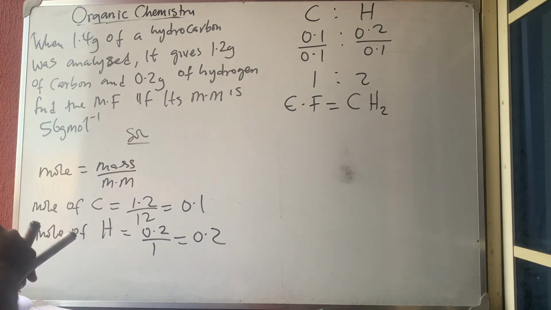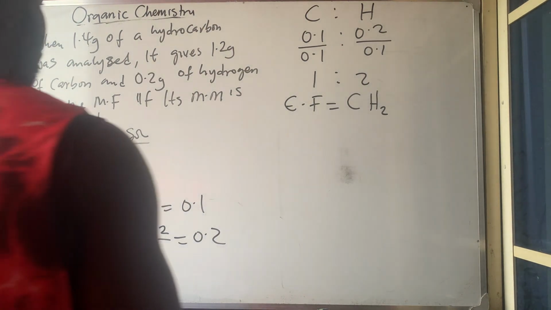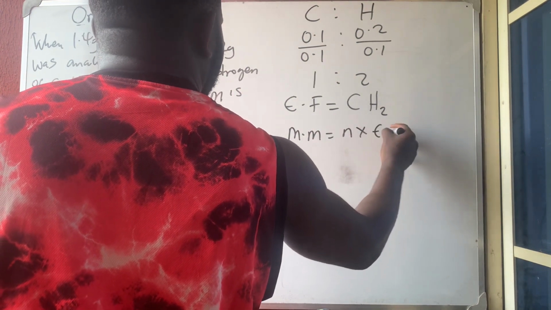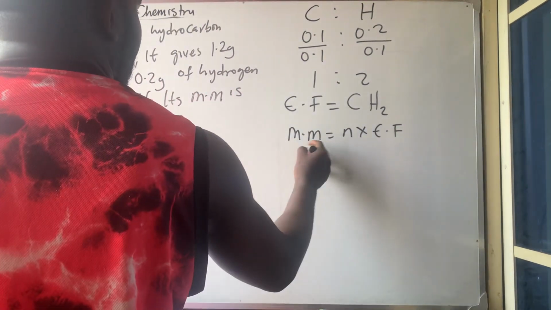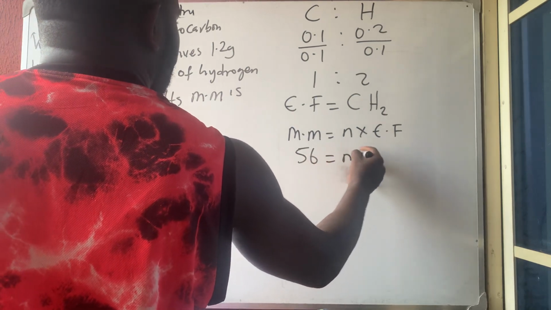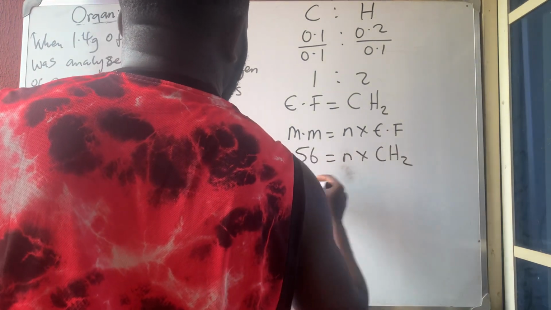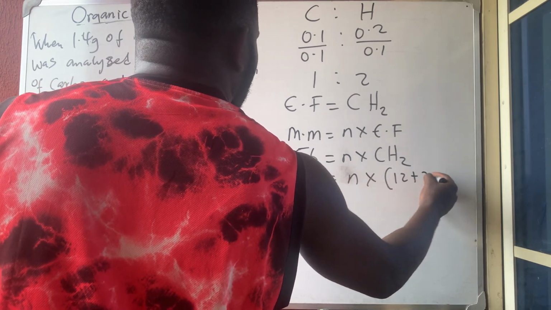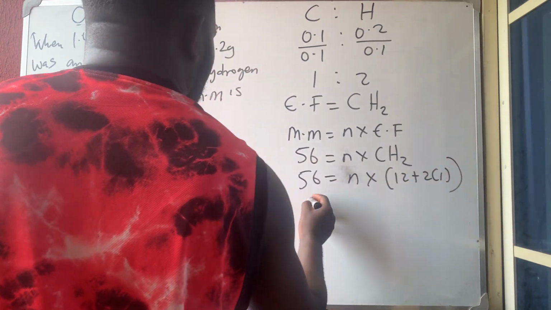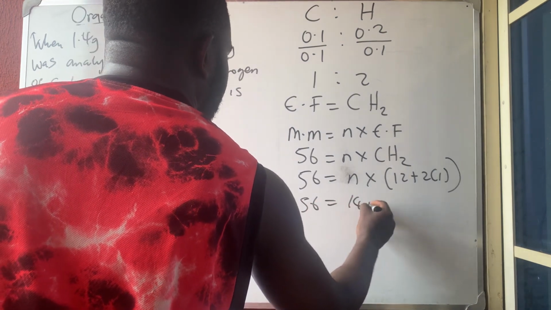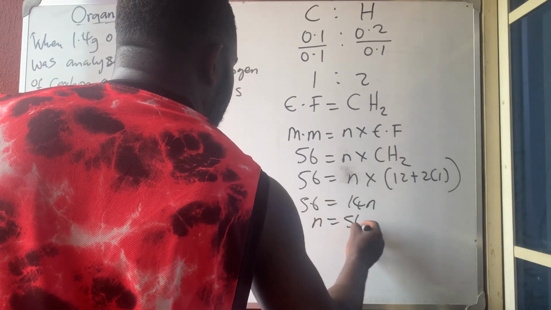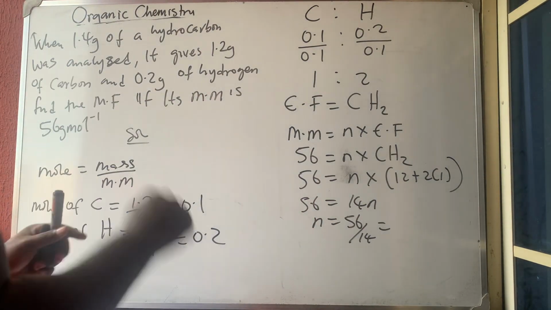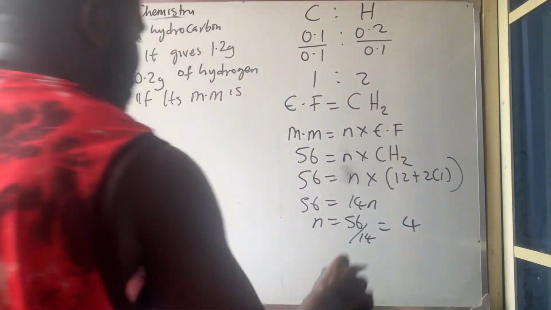So to get the molecular formula, we know first of all that molar mass is equal to N times the empirical formula. Don't forget. And the molar mass is 56. So 56 is equal to N times CH2. 56 is equal to N times 12 plus 2 into 1, which is 14n. So n is now 56 divided by 14, which will give you 4. So we have gotten our n.